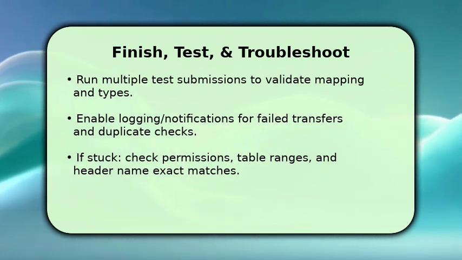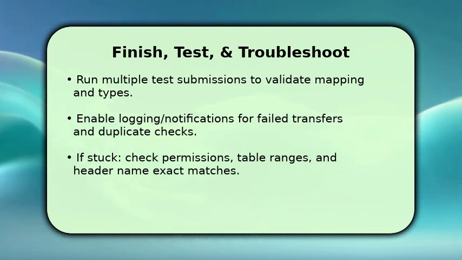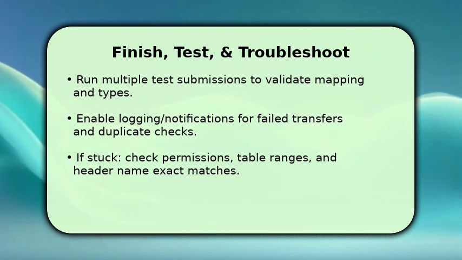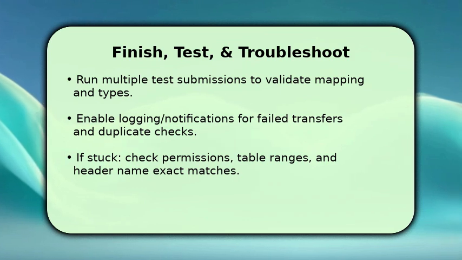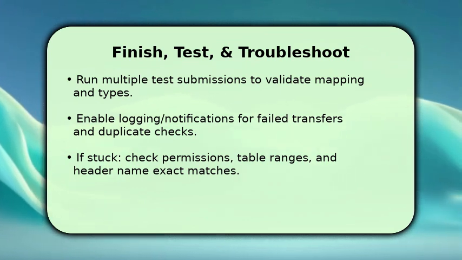If something goes wrong, make sure you have edit permissions on the Google Sheet and the OneDrive Excel file. Confirm the Excel table range includes headers, and ensure header names match exactly between systems. Adjusting those fixes most issues.